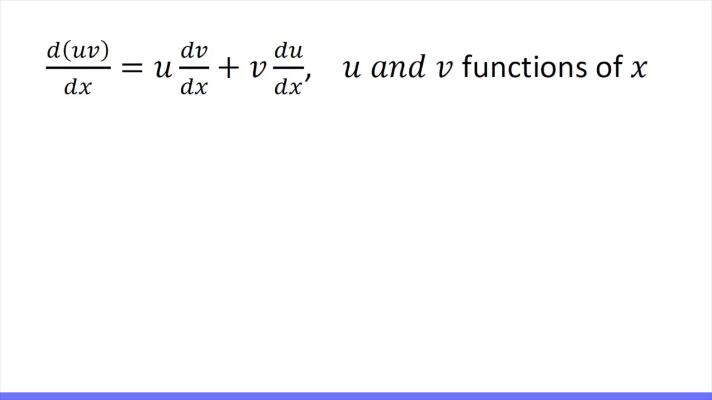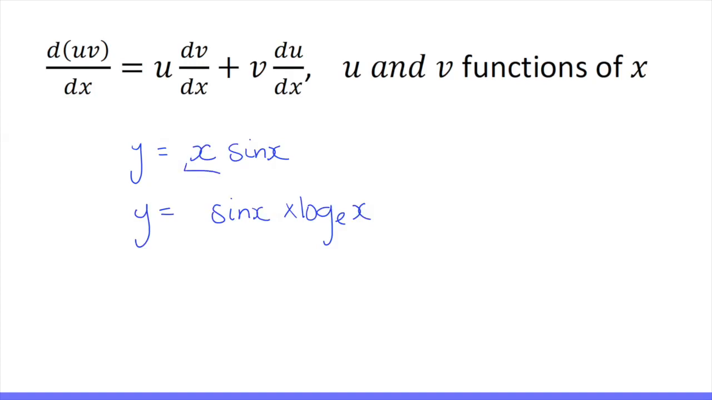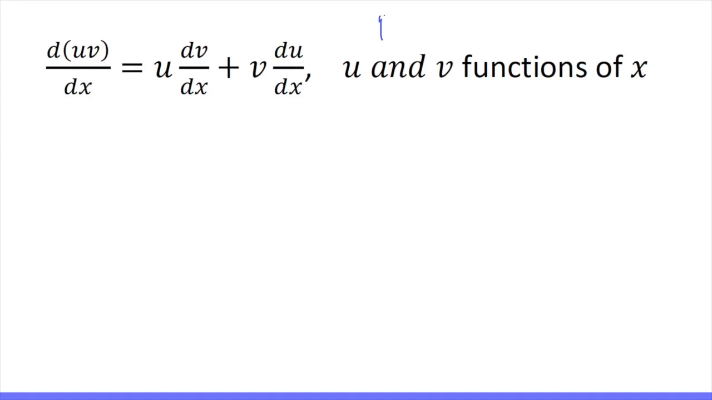Product rule. There are several rules that we've learnt so far in terms of differentiating different types of function, but one type that we haven't looked at so far is if we have two functions being multiplied by each other. For example, if we have x sine x or sine x times log e of x. So when we have more than one function, we can't derive that using any of the rules that we know so far. So we need to come up with another rule to help us do that. That's what we'll be learning today, which is called the product rule.